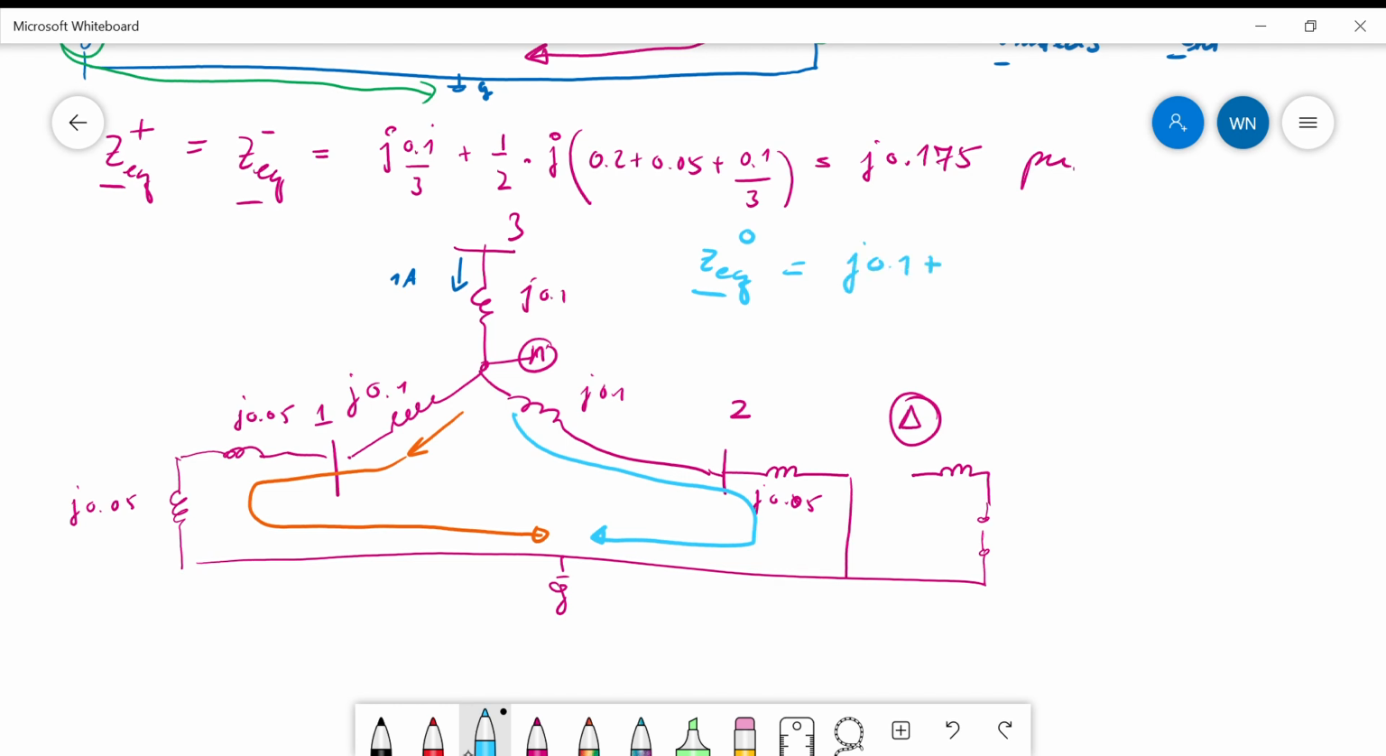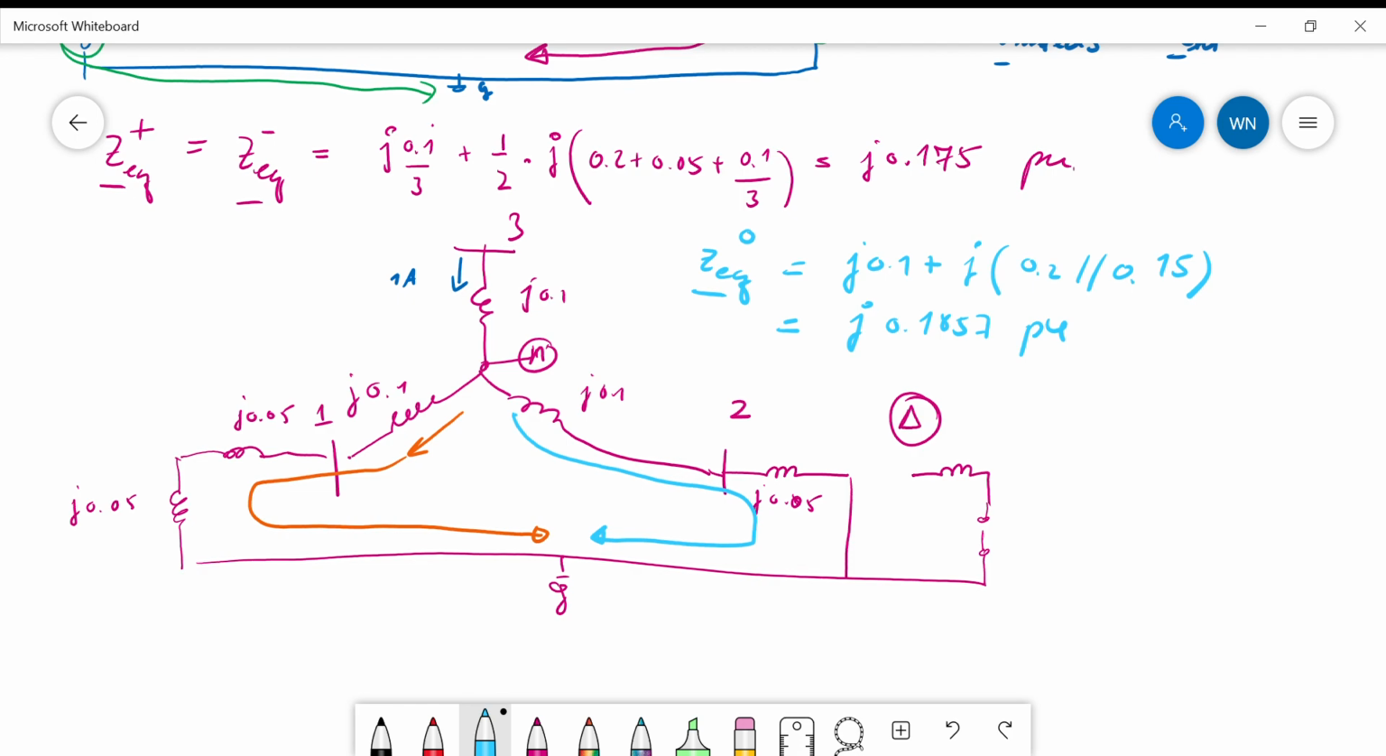Now you can see that the Z equivalent of the zero sequence would be j0.1 plus the parallel of these two routes: 0.2 in parallel with 0.15. Now you can calculate this one yourself, the multiplication divided by the sum. So finally, you have 0.1857 pu. This is the Thevenin equivalent of the zero sequence.